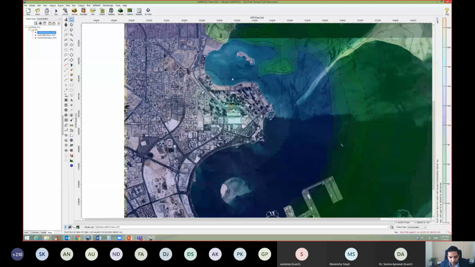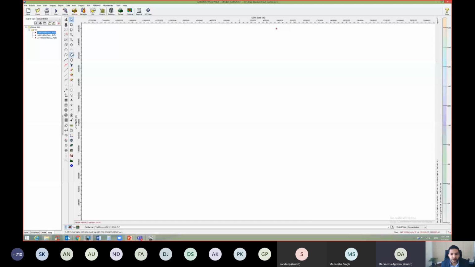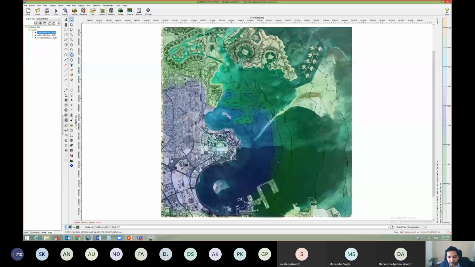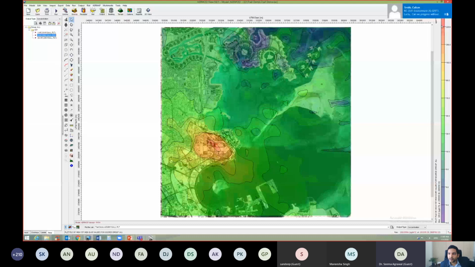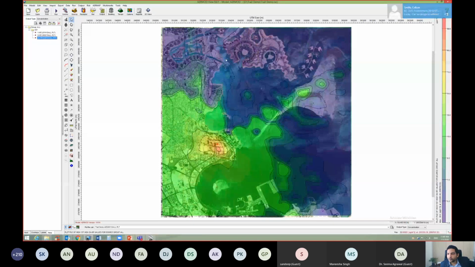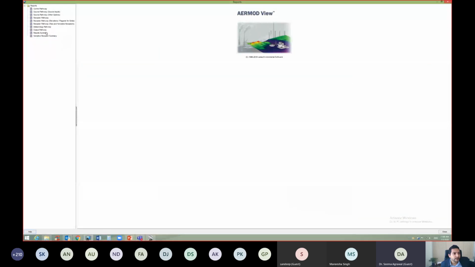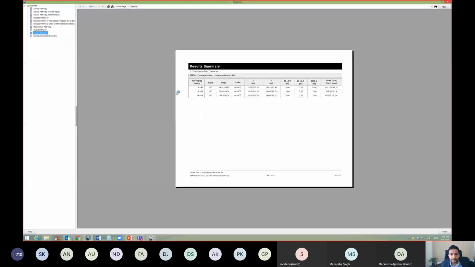So this is just for demo purposes, to show you how the model is run and what kind of information is fed into the model. We have run this model. This is the highest concentration for 1 hour. For 8 hours, it is showing up to 220 micrograms, and for 24 hours it shows 999 micrograms per meter cube. And once this model is run, we can also generate the reports for the result summary.